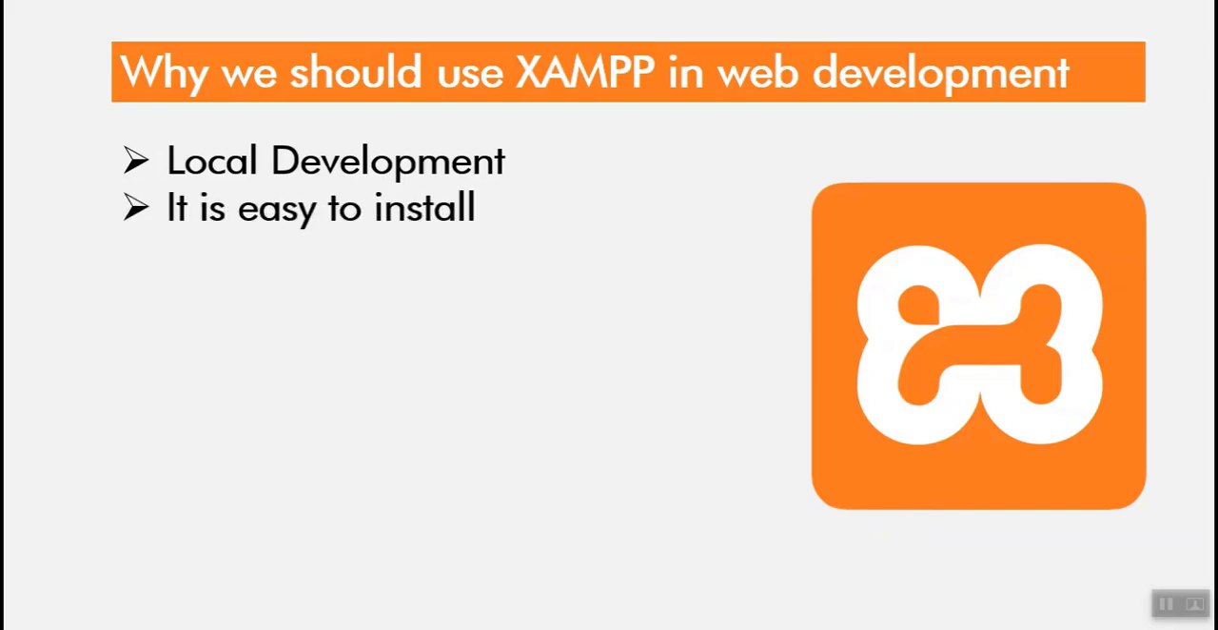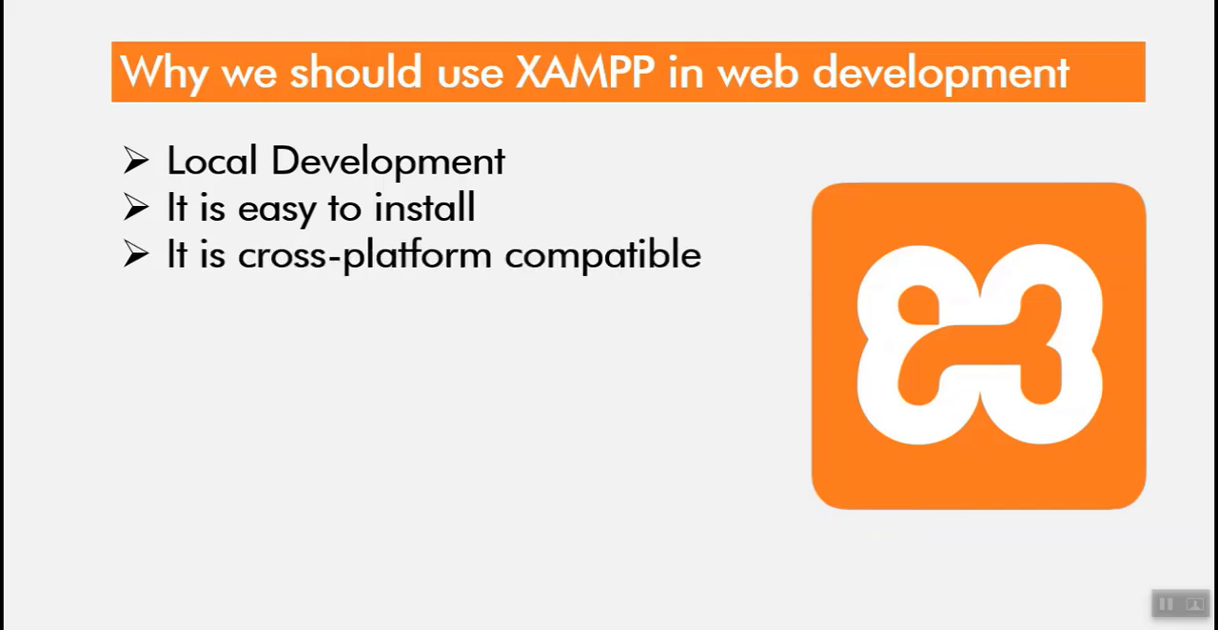It is easy to install. This is another reason why we should use XAMPP in web development. It is not complicated, and I'm going to guide you on how to install it. It is a cross-platform compatible software. This means that it works on different operating systems such as Windows, Mac OS, Linux, Ubuntu. So it makes it a global open source software that is very useful for every web developer.